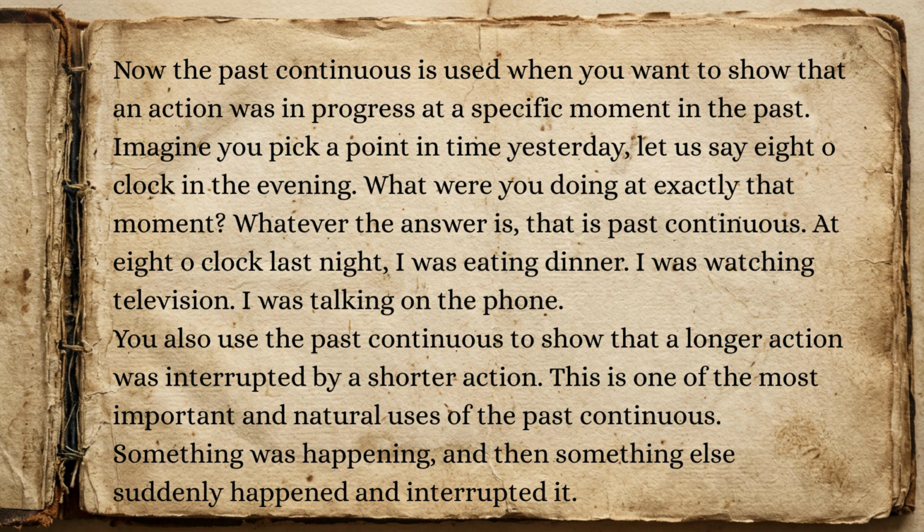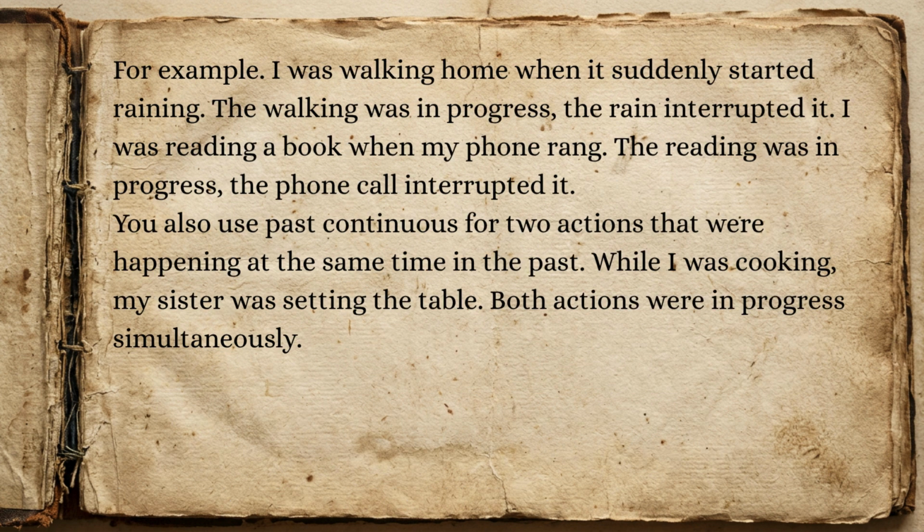You also use the past continuous to show that a longer action was interrupted by a shorter action. This is one of the most important and natural uses of the past continuous. Something was happening, and then something else suddenly happened and interrupted it. For example, I was walking home when it suddenly started raining. The walking was in progress, the rain interrupted it. I was reading a book when my phone rang. The reading was in progress, the phone call interrupted it.